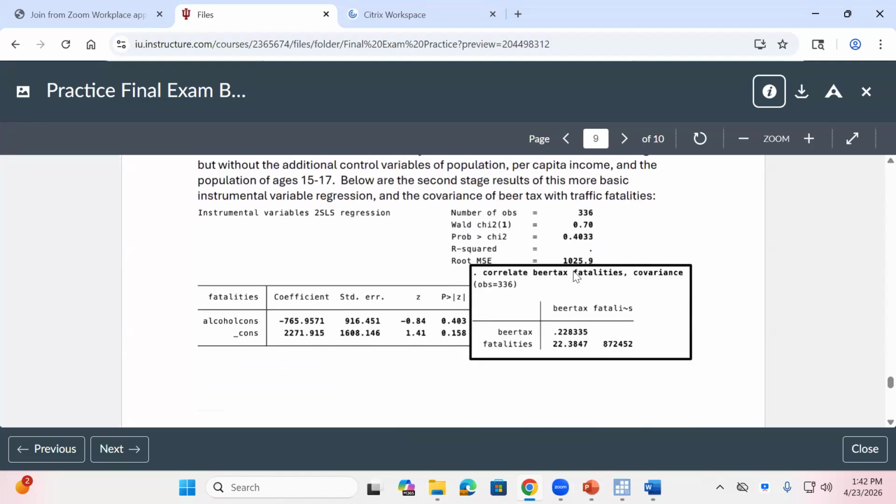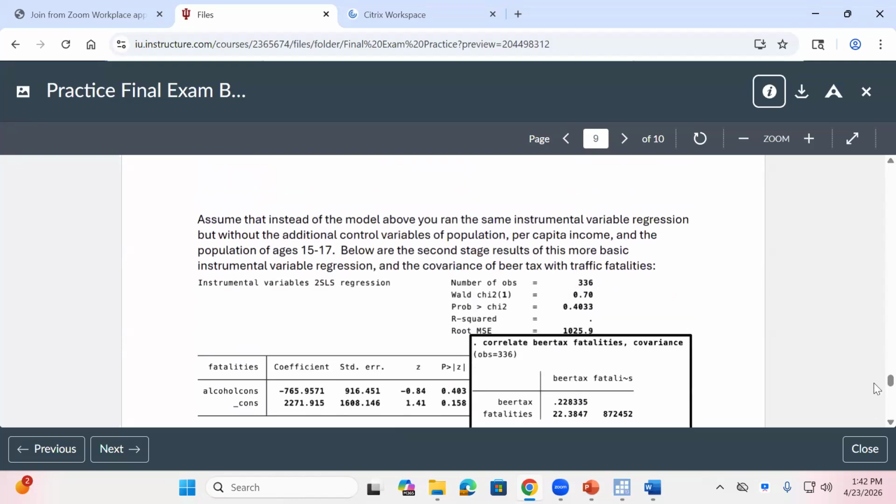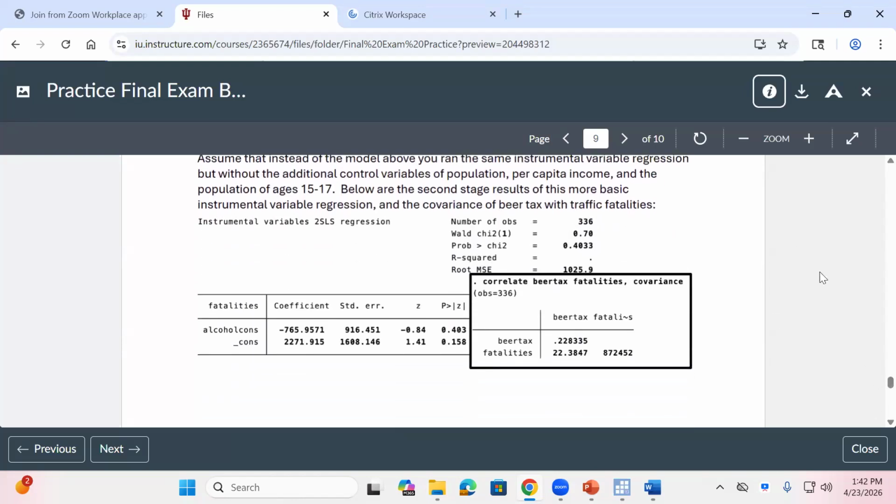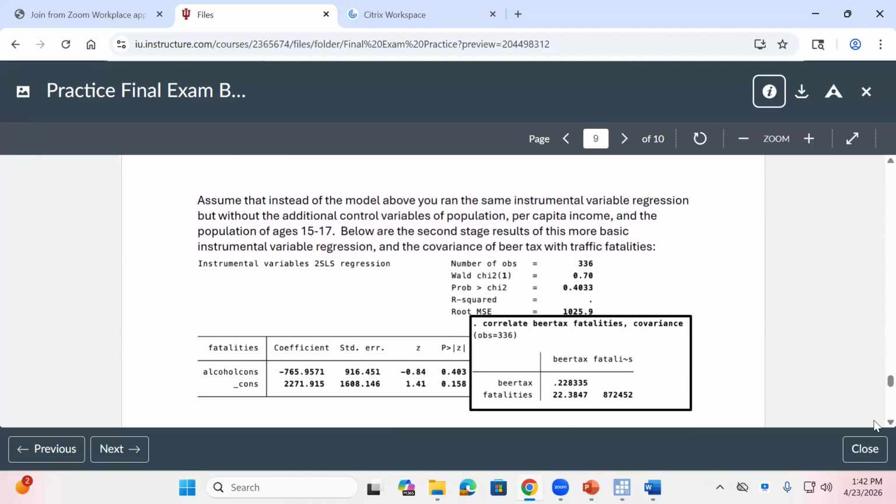So let's say I did something else, right? Which is I don't include any additional controls. And I think this one should hopefully be an easy one if I gave you a question like this on the exam. So I have this instrumental variable regression. And what am I asking here? So below are the second stage results, covariance of beer tax and traffic fatalities.